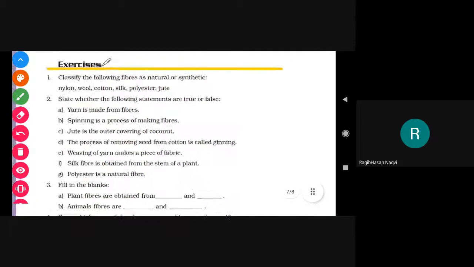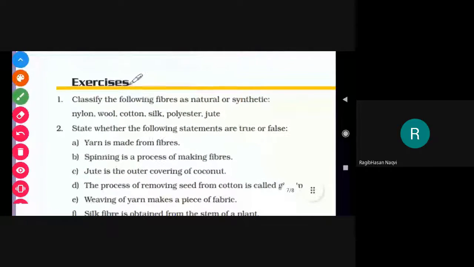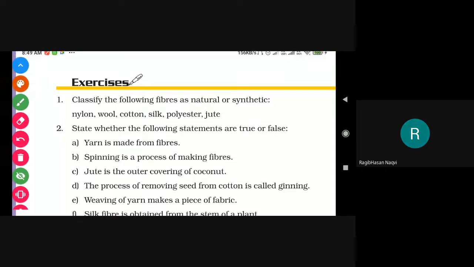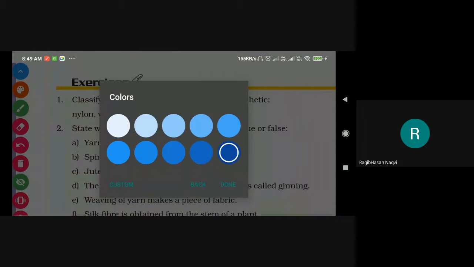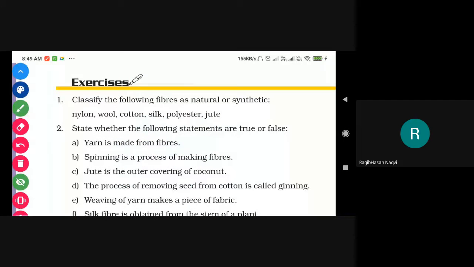You can classify the following fibers into natural and synthetic fibers. Nylon is a natural fiber or a synthetic fiber? Ma'am, nylon is synthetic. Okay, nylon is a synthetic fiber, correct? Then wool. Ma'am, it is natural. Natural fiber, correct.